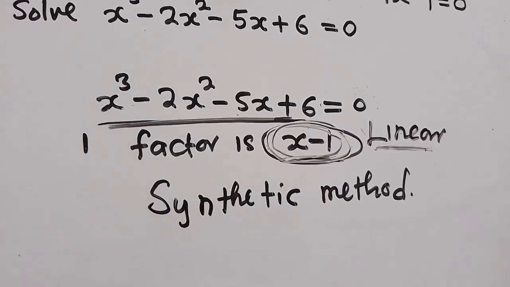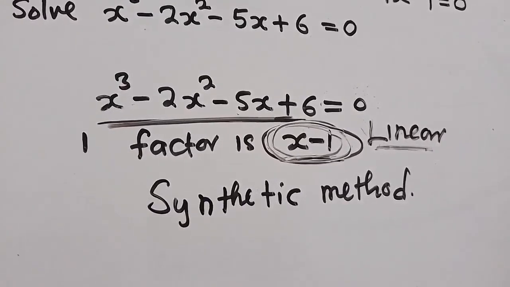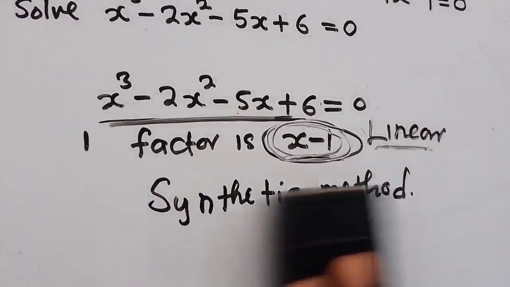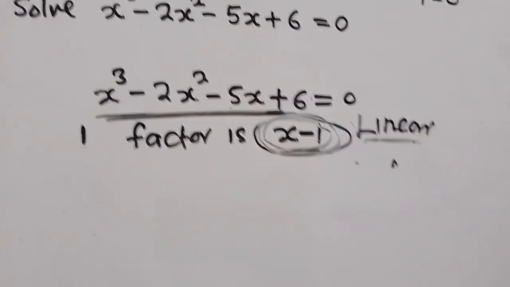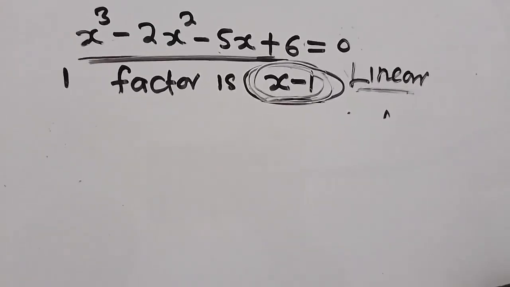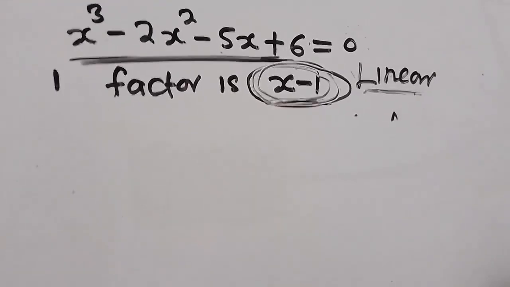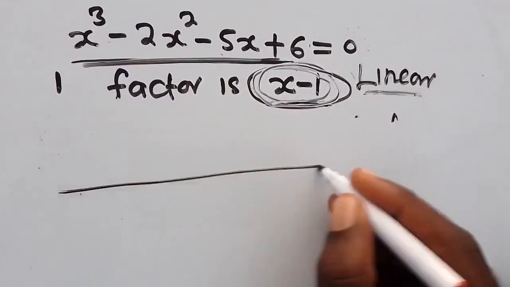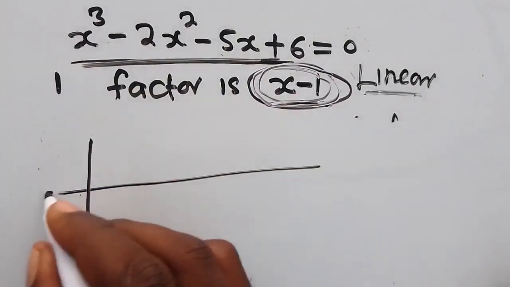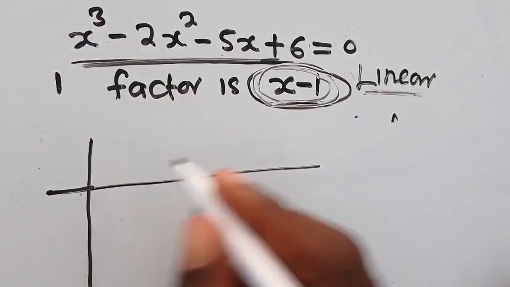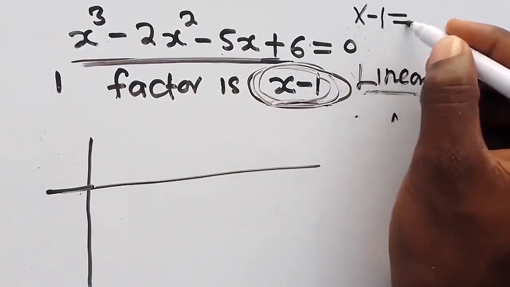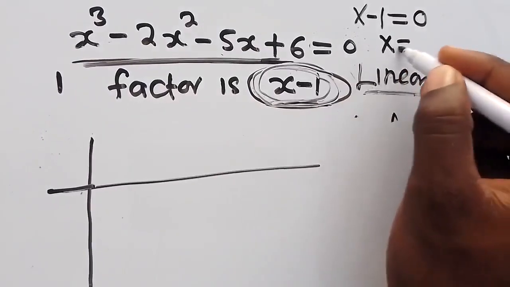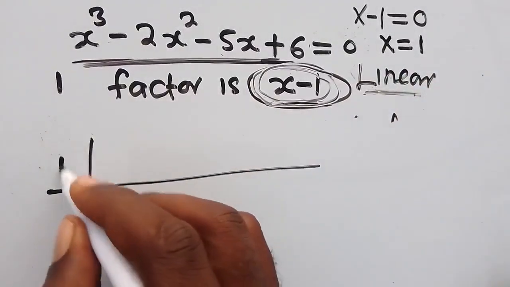These are some of the things that you need to know and understand. So we are going to use the synthetic method. How do we apply it? I've got a factor here, x minus 1. So I equate it to 0 like this, then x will be 1. So I'm going to put a 1 there.